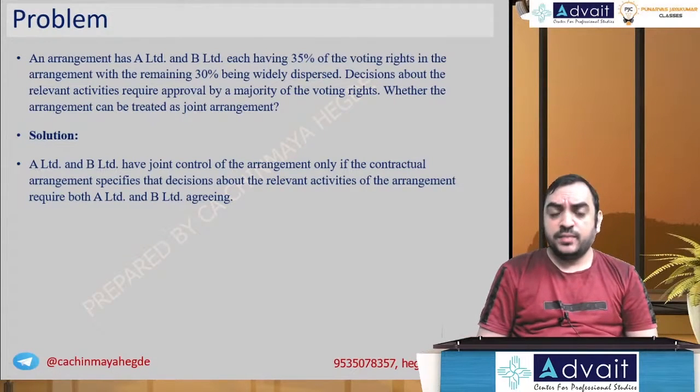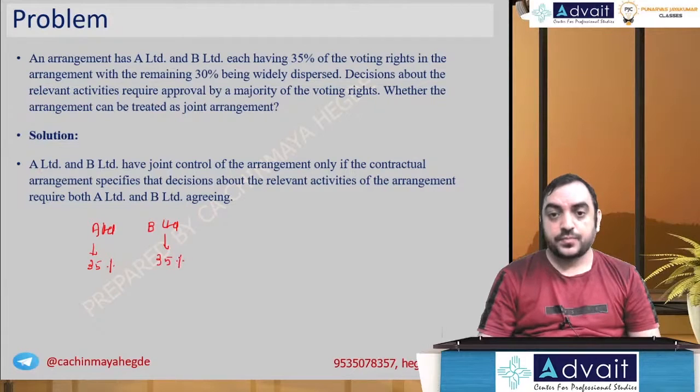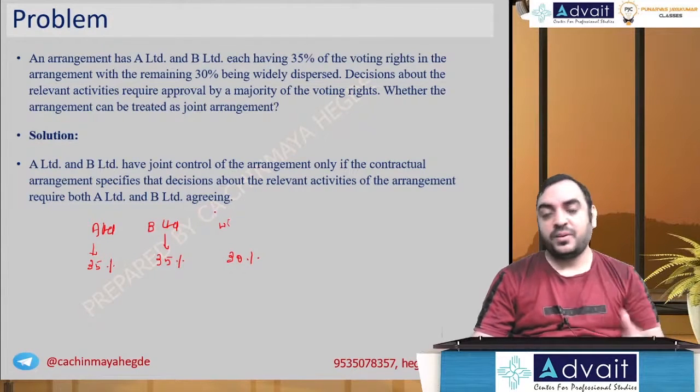An arrangement has A Limited and B Limited, each having 35% of the voting rights in the arrangement, with the remaining 30% being widely dispersed. Okay, let's present it. A Limited has 35 and B Limited has 35. The remaining 30% are widely spread. That means many people have ownership of this.